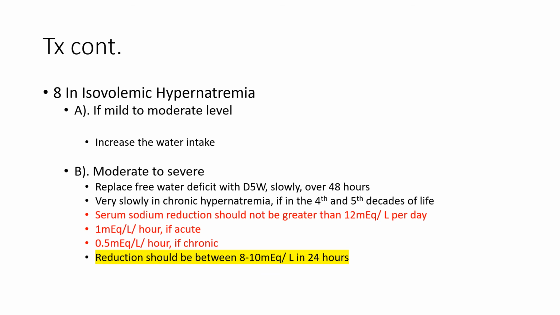The serum sodium reduction should not be greater than 12 milliequivalent per liter per day. And we have the luxury of giving 1 milliequivalent per liter per hour in the face of acute hypernatremia, and 0.5 milliequivalent per hour if we are dealing with chronic hypernatremia. Reduction should be between 8 to 10 milliequivalent per liter in 24 hours. You could see that I have repeated this in the last 3 slides consistently. That is the key here, the rate of reduction.